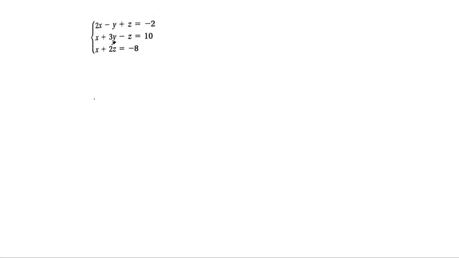Okay, out of the three, note that this one only has two variables. So x here, let me call this equation 1, 2, 3. From equation 3, you can isolate x to get minus 8 minus 2z. Let me call that 3 prime. And then you can put 3 prime into equation 1, the first one. You get 2x is minus 8 minus 2z.